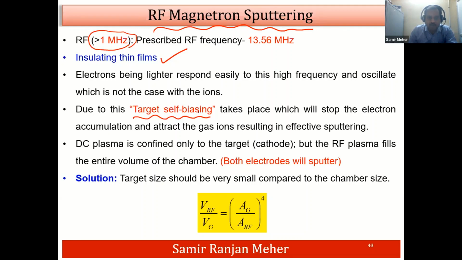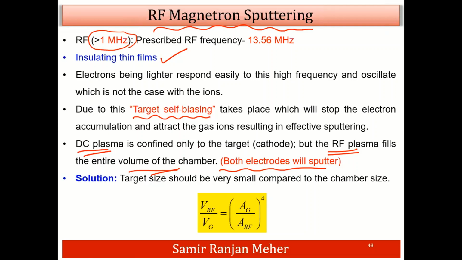Target self-biasing takes place to a negative voltage. And this self-biasing of the target will stop any kind of charge accumulation, and it will attract only the positively charged ions, which will result in effective sputtering. But one of the demerits of RF sputtering is that this RF plasma is going to cover the complete volume of the chamber because of the rapid change in the polarity. So both the electrodes will start to sputter, which is not the case with DC plasma. DC plasma is only confined to the target or the cathode.